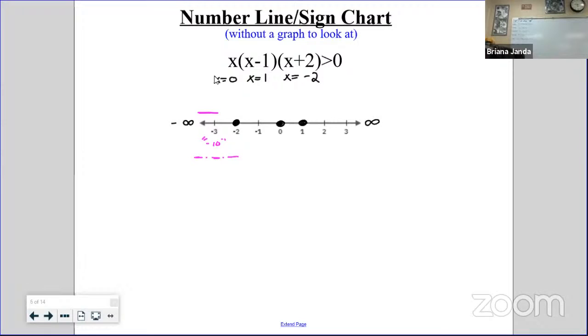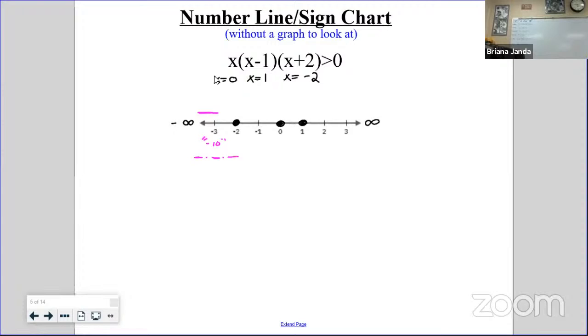Keep doing that for every interval across here. Now, don't overthink this. What could be a sample number between -2 and 0? -1, okay? And I'm going to go through all three of those sections and plug in a -1 and decide if I would ultimately get a positive or negative number.